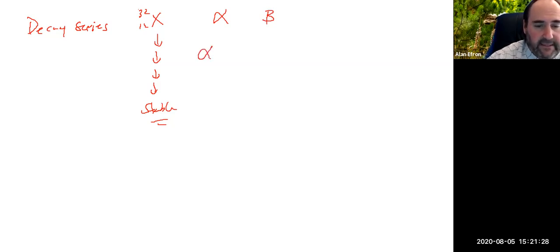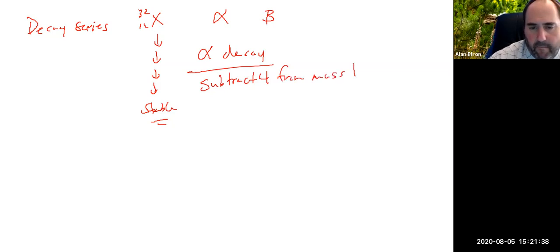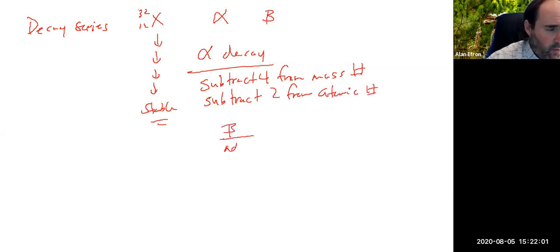For every alpha decay that happens, you should subtract 4 from the mass number, and you should subtract 2 from the atomic number. And for every beta decay, you can just add 1 back to the atomic number.